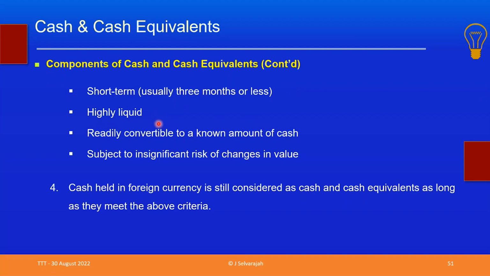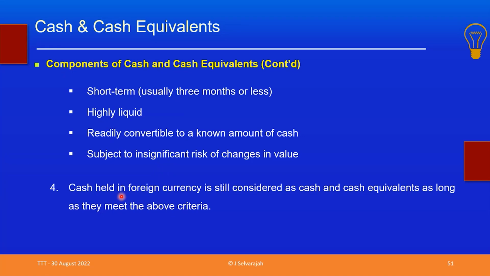Or if it is not cash, it is readily convertible to a known amount of cash, subject to insignificant risk of changes in value. It may be subject to a change in value, but it is an insignificant risk. The words insignificant risk are a judgment item. You need to use professional judgment to identify what is an insignificant risk of change.